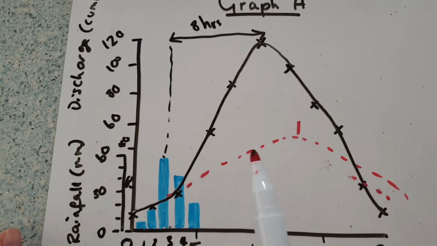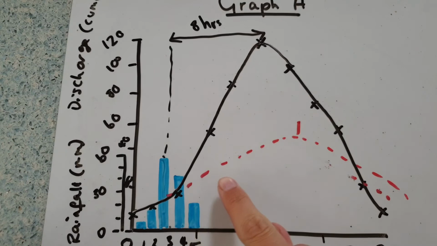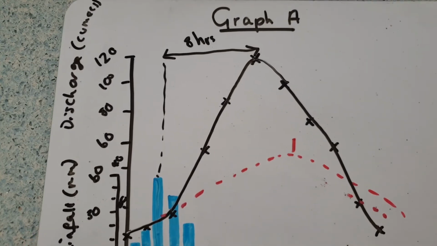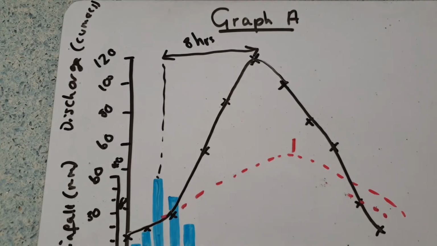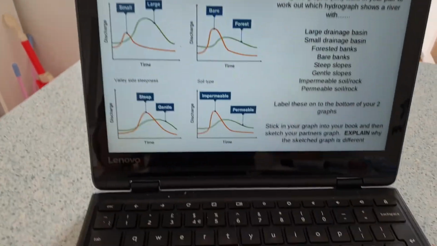So graph B, I'll give you a hint now, should look very different to this one. It should be much lower, and I think your peak then occurs later on as well. So have a go at drawing graph B. Once you've got them both, you'll be able to compare them. And then I want you to use the graphs on slide 9. Again, I'll refer you back to the screen there if I can get it to stay.